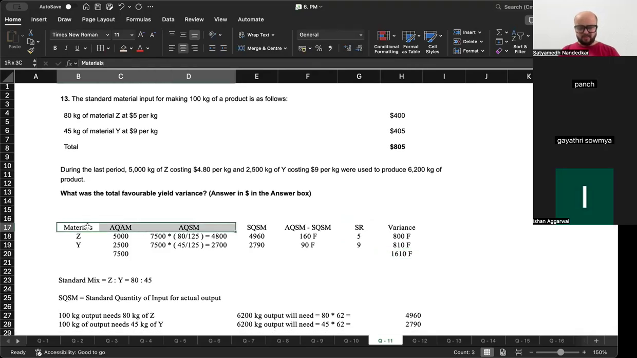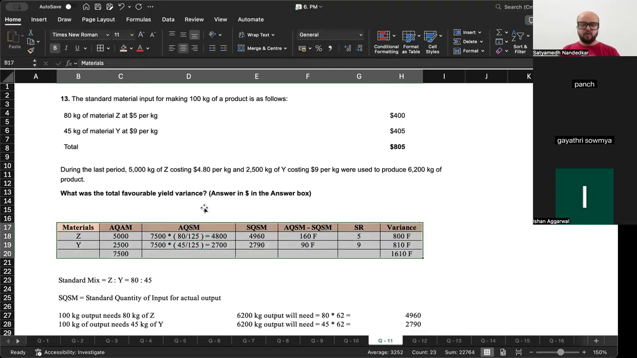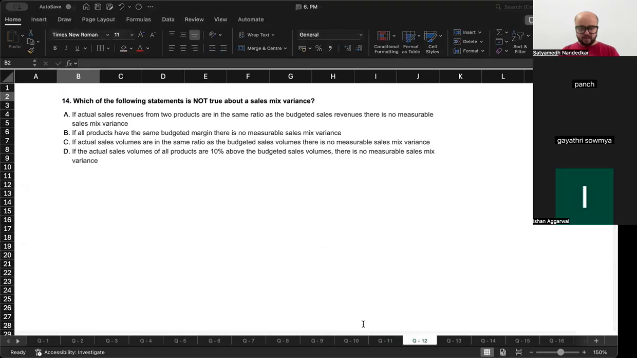I wouldn't call this a difficult question, but just for practice, how to get things right and how not to lose your way when you are solving the question. Okay, this was easy. I don't find it difficult at all. Let's see the next one.